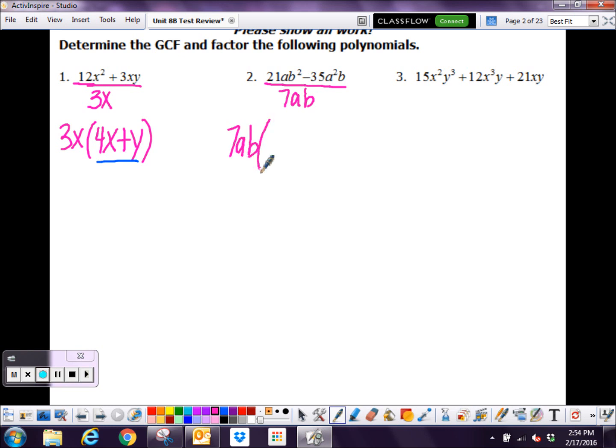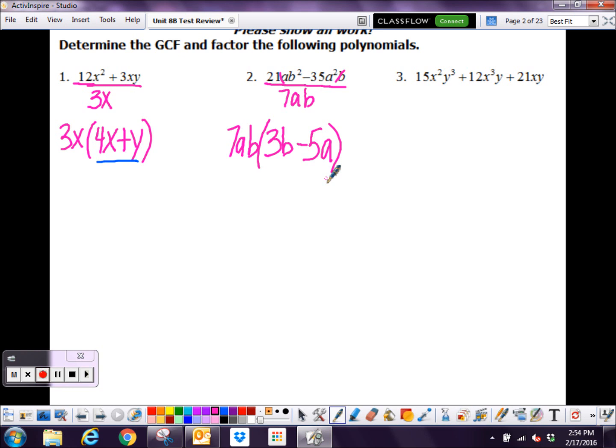If I take that out of the first term, that leaves me with 3. The A cancels out. I took one of the B's out, so I have 3B minus 35 divided by 7 is 5. I took one of the A squareds out, so I'm left with A. And then I took a B out, so the B's cancel. Okay, there's nothing left to factor in these last two problems. After I don't have any squareds left or anything, there's nothing left to factor.